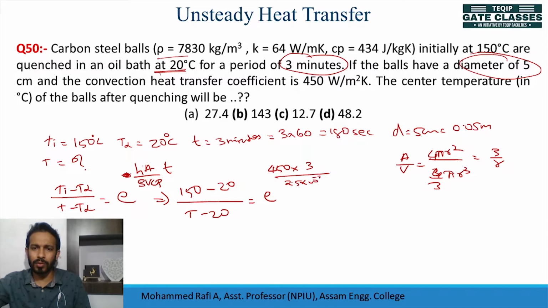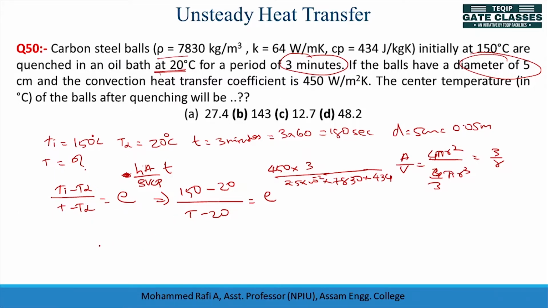r is 2.5 into 10 to the power minus 2, and density is 7830, right? 7830, and Cp value is 434. If I substitute these values directly, I can write it as T minus 20 equal to 7.44. That means the temperature is equal to 27.44 degrees Celsius.